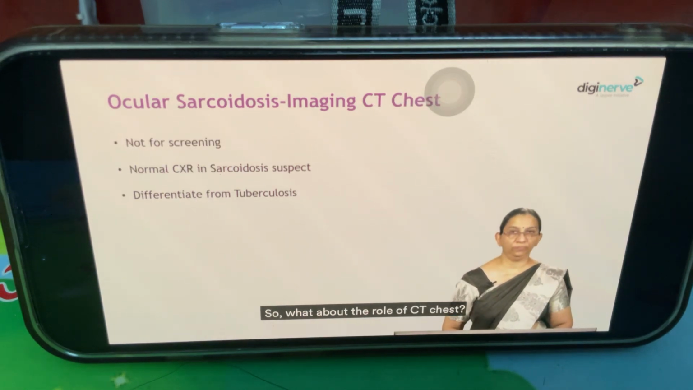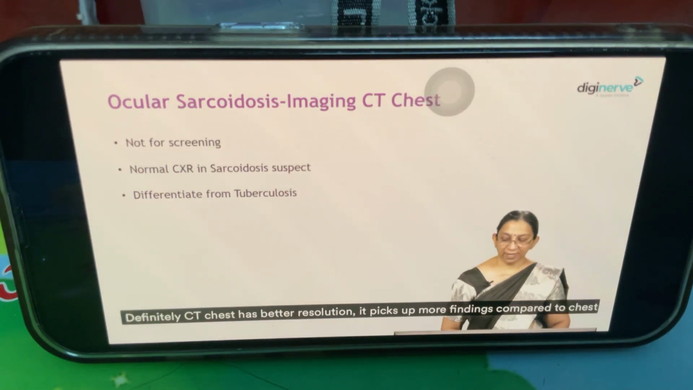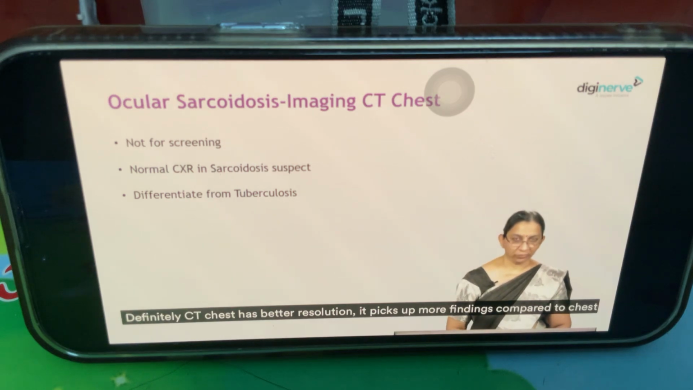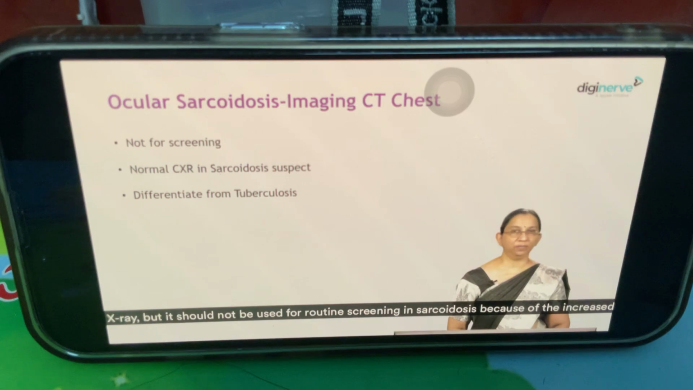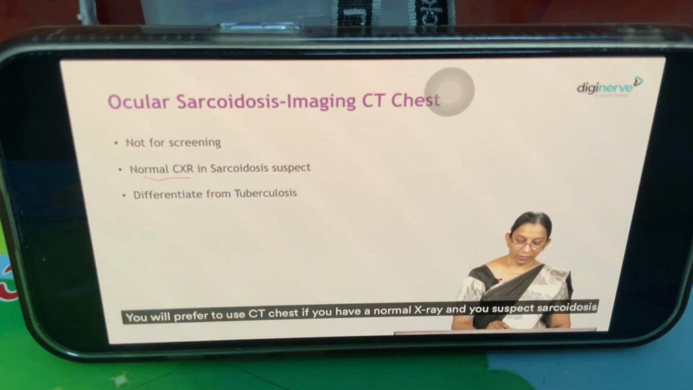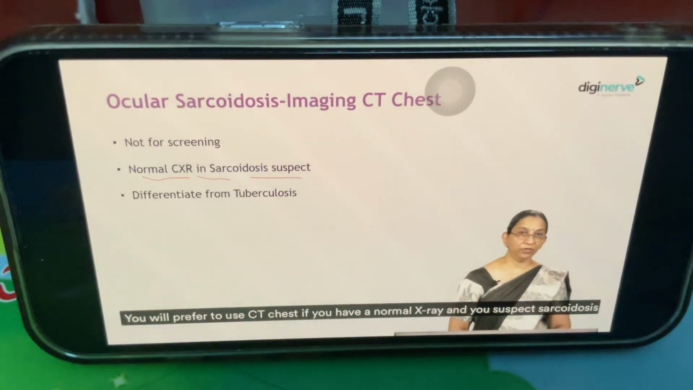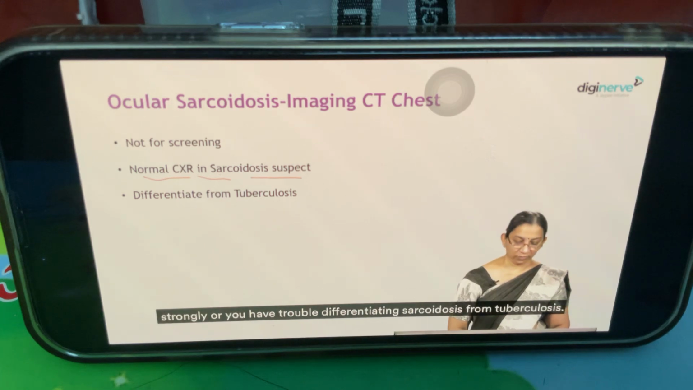So what about the role of CT chest? Definitely CT chest has better resolution. It picks up more findings compared to chest X-ray, but it should not be used for routine screening in sarcoidosis because of the increased amount of radiation. You will prefer to use CT chest if you have a normal X-ray and you suspect sarcoidosis strongly, or you have trouble differentiating sarcoidosis from tuberculosis.